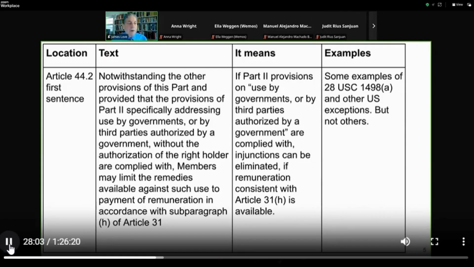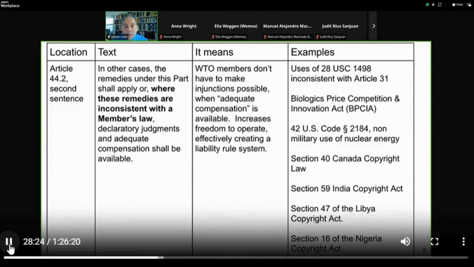Now, even better, in the second paragraph in Article 44, there are two sentences. The first one says that if there's some sort of government use, you don't have to offer an injunction. That's fine. But the best part is the second sentence. And that says that you can completely take injunctions off the table, and you can allow people to use a patent without permission of the patent owner. I've cited in the column on the right all these different cases in U.S. law where this is actually done. And also, I've cited some cases in other laws, particularly in the copyright area, toward the other end.